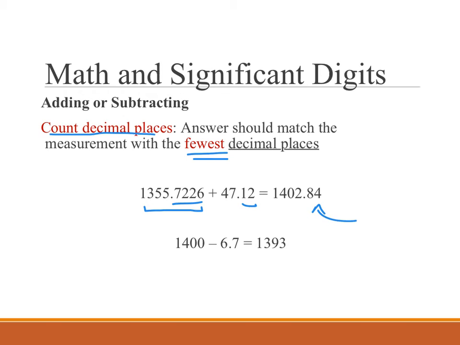The second example, we have 1400, where again there's only 2 significant digits here, and 1 significant digit or 2 significant digits with a decimal point in your second number in this math problem. And so the answer, we're looking just at decimal places when you're adding and subtracting, so your answer would have no decimal places because there were no decimal places in the one number involved in the equation.